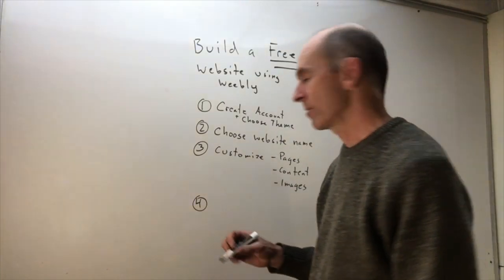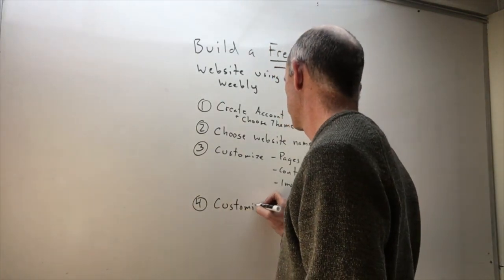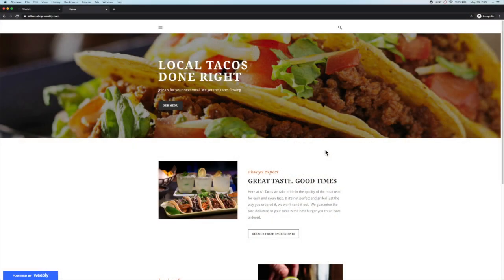Next, customize the theme. After reviewing the site, there's a few things I want to adjust. One is I really like the name of my A1 Taco Shop at the top here. The second thing is I don't want this menu to be collapsed. I want it to be expanded all the time so it's easy for people to navigate. So let's go make those adjustments to the theme.